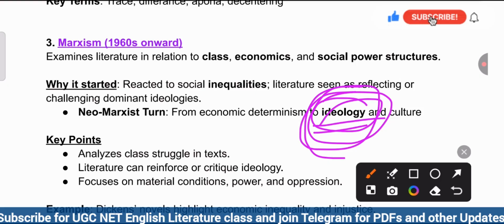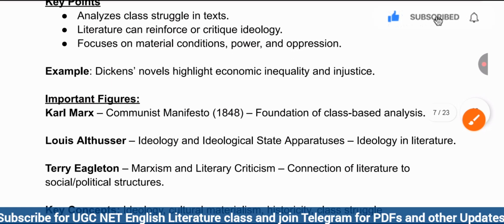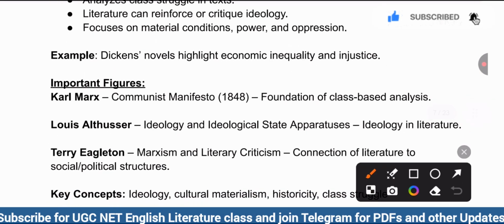So in Marxism, from the 1960s onwards, the key points you will find: it analyzes class struggle in texts. Literature can reinforce or critique ideology, and it also focuses on material conditions, power, and oppression. Okay, so these were the key points. An example here: Charles Dickens' novels highlight economic inequality and injustice. In most of his work you will find economic inequality, economic problems, and how the characters face economic hardship or injustice.